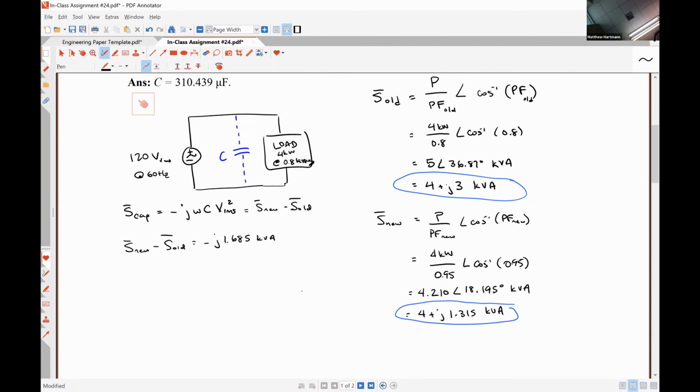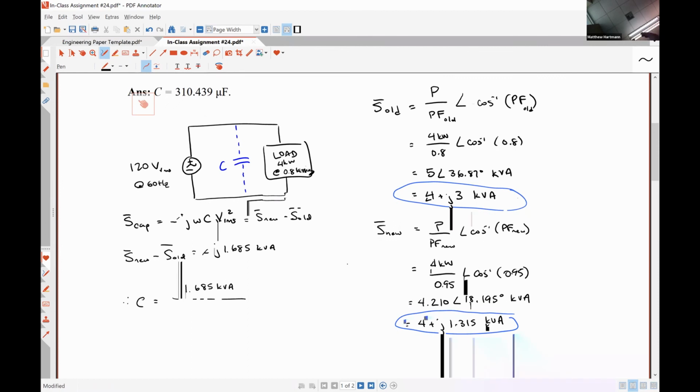And so we can rearrange and find that C will be equal to positive 1.685 kVA, because we have a negative sign here and a negative sign there, so they're going to cancel each other out, divided by omega. Who can tell me what omega is going to be in this problem? Anybody have any guesses? It'll be the 60 hertz multiplied by 2 pi. Absolutely right. So 120 pi.